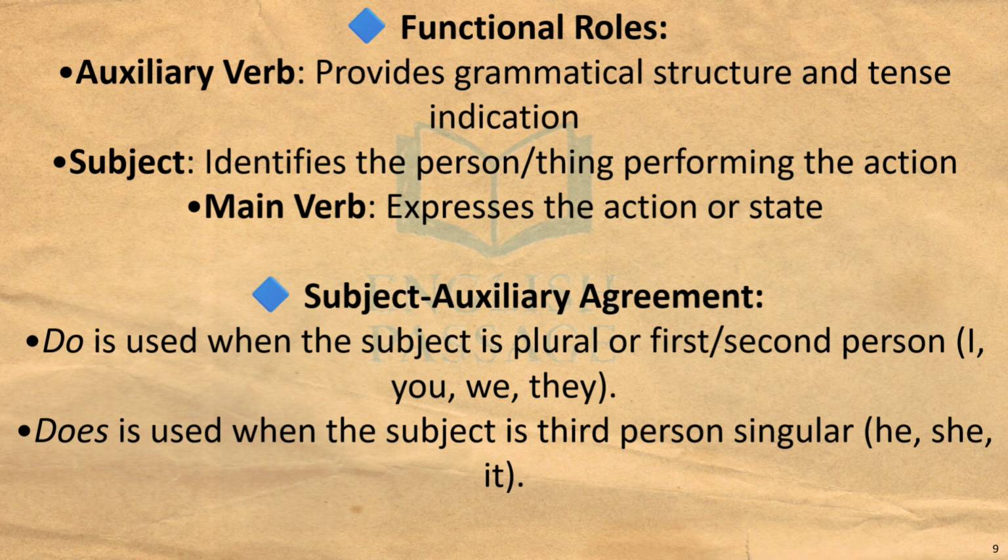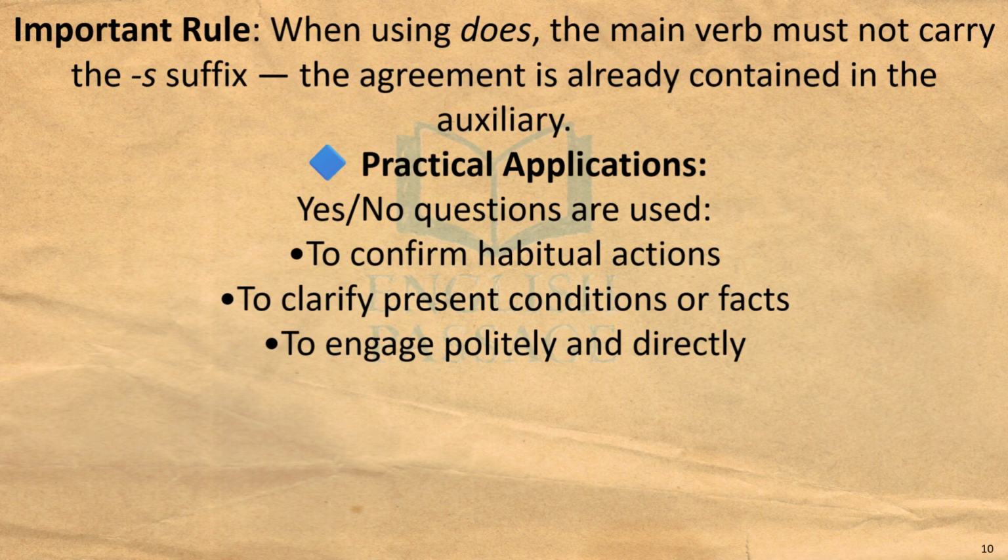Subject auxiliary agreement: do is used when the subject is plural or first or second person. I, you, we, they. Does is used when the subject is third-person singular. He, she, it. Important rule: when using does, the main verb must not carry the s suffix. The agreement is already contained in the auxiliary. Practical applications: yes/no questions are used to confirm habitual actions, to clarify present conditions or facts, to engage politely and directly.